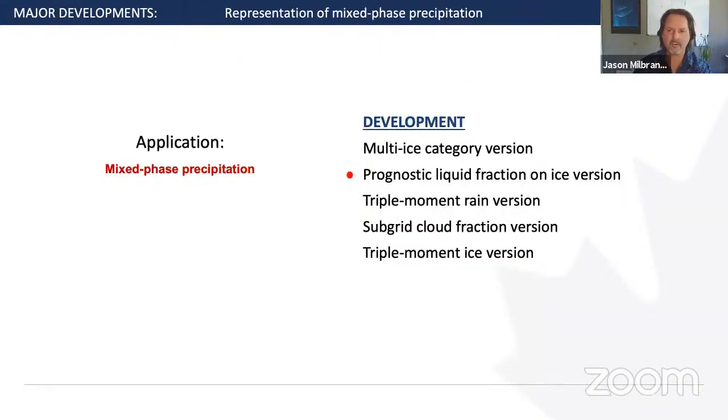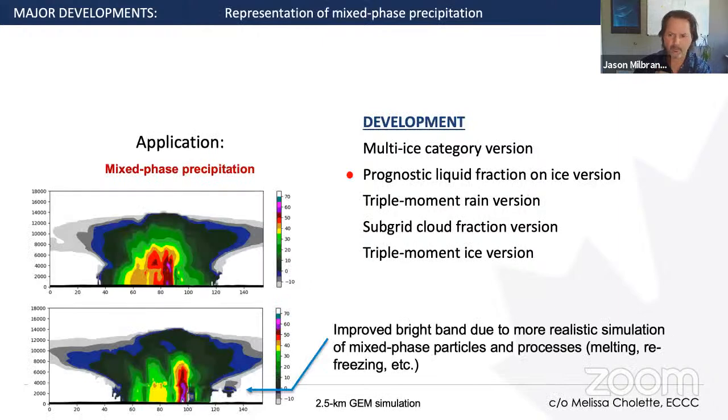Mixed-phase precipitation, allowing prognostic liquid fraction. This has important implications for winter precipitation, certainly in the area that I live, where we get a lot of freezing rain and so forth. Here's an illustration of the effect. You can see that we now have a bright band and an improved reflectivity in the stratiform region, as a result of the fact that with the prognostic liquid in ice, we're actually getting better simulation of melting and so forth.